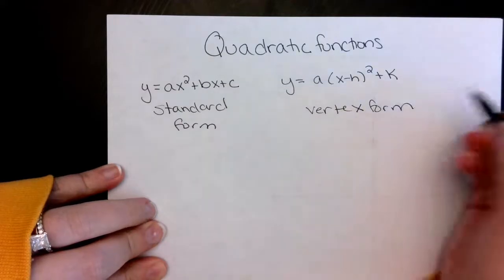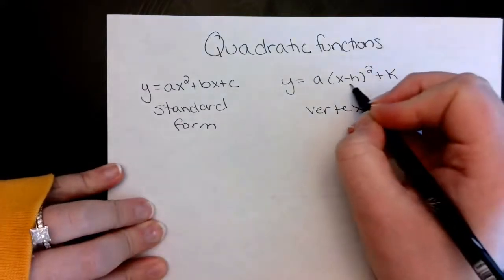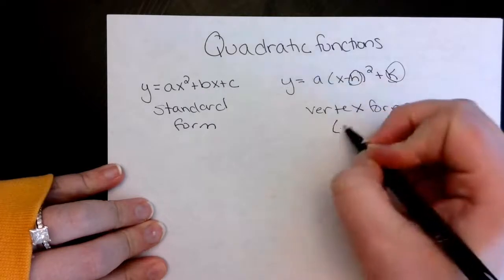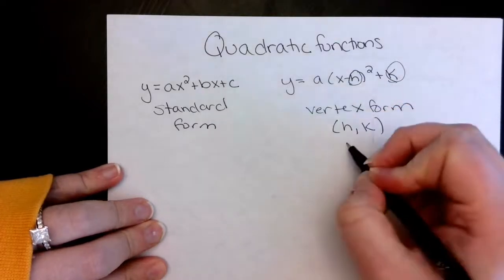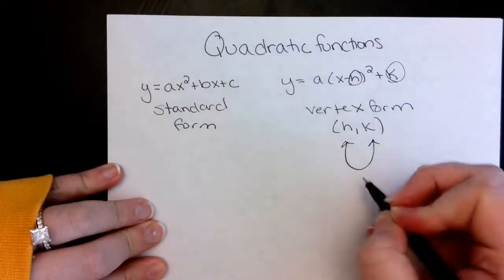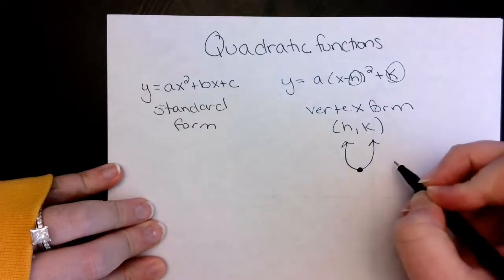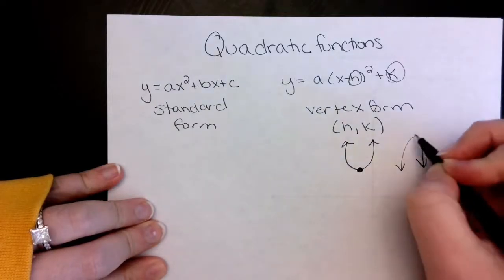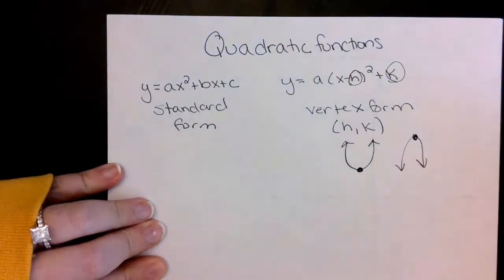It's the easier one to graph because it gives you the vertex here, which is your h comma k. And we talked about vertex last week. It's your lowest or your highest point. And then we can graph from there. So like I said, we are focusing on vertex form this week.